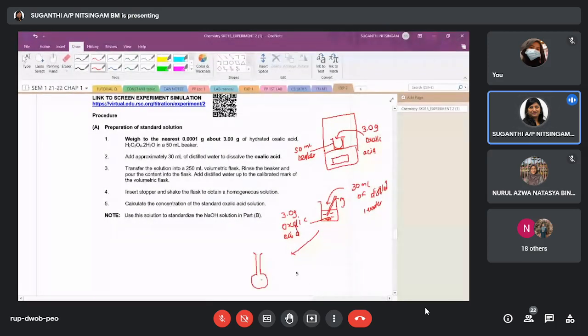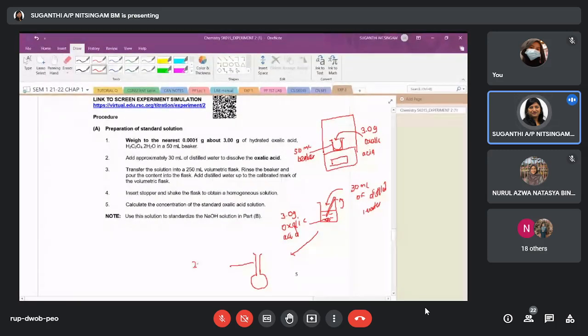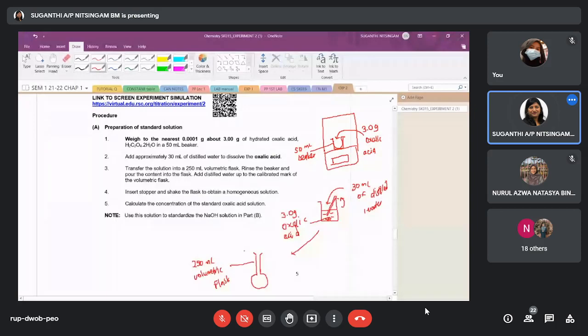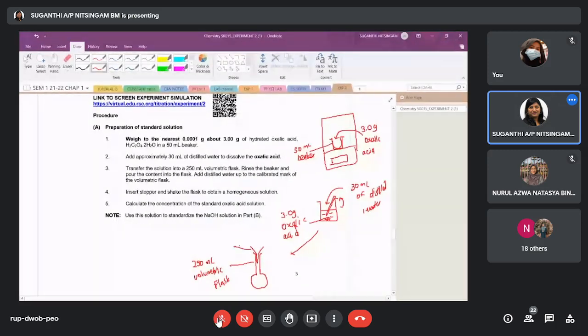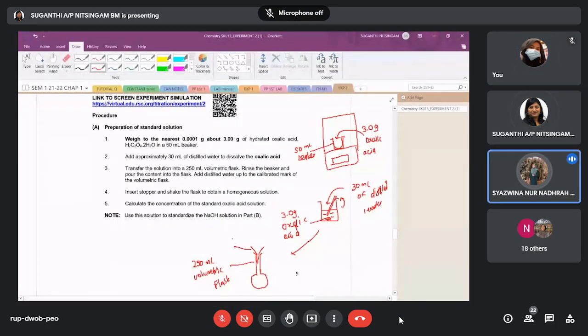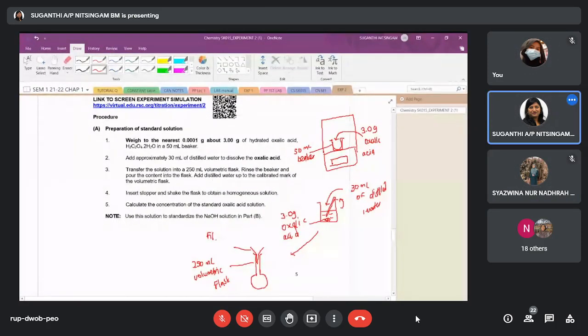Like this. Volumetric flask, round like this. So this is a 250 ml volumetric flask. Check your drawing, whether you drew it correctly. So when you put the solution into the volumetric flask, we will have this. What do we call this? What is it? Funnel. Yes, filter funnel.